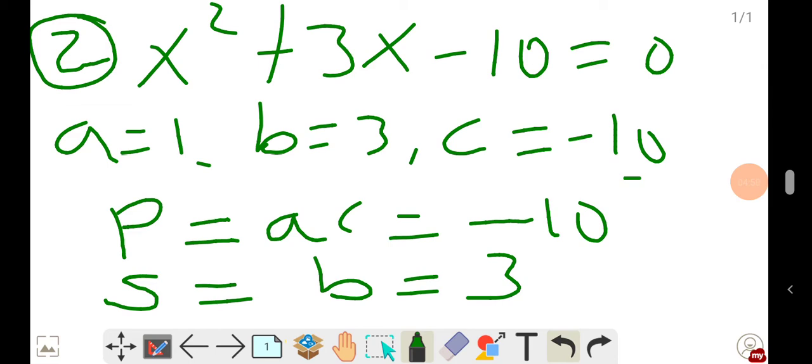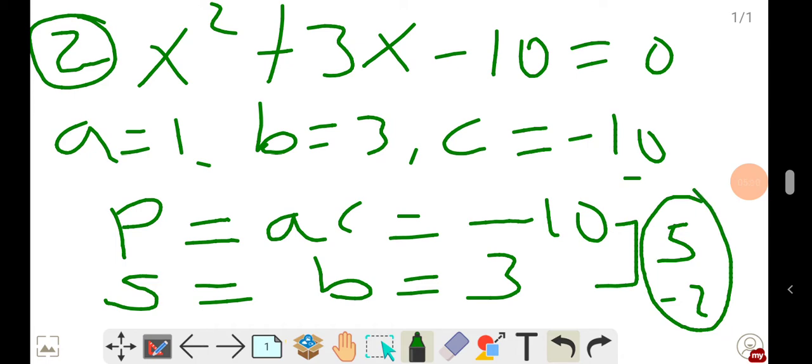So when you think of two numbers, when you multiply these two numbers, negative 10, when you add them, 3, it means these numbers are 5 and negative 2. If you multiply these two numbers, it will be negative 10. When you add them, it will be 3. So these two numbers will be substituted in place of the middle term. The middle term was 3x.